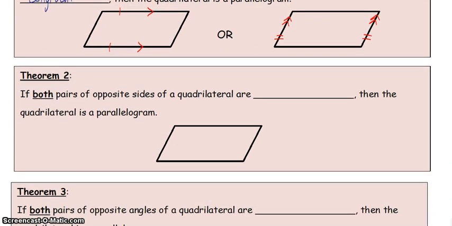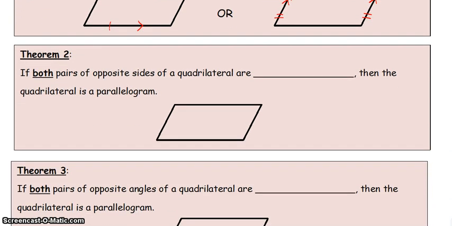Theorem 2 says that if both pairs of opposite sides are congruent, then it's a parallelogram. Trying to keep all of these congruencies and parallels and supplementaries straight is the trick here. In this case, both pairs are congruent. So these sides are congruent and these sides are congruent. That alone is enough to prove that these quadrilaterals are parallelograms.